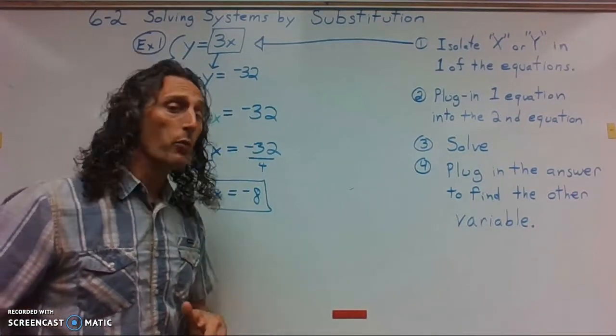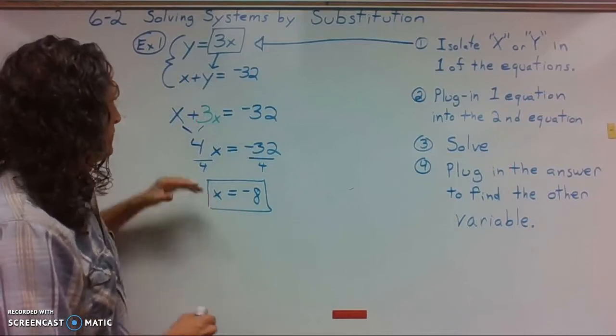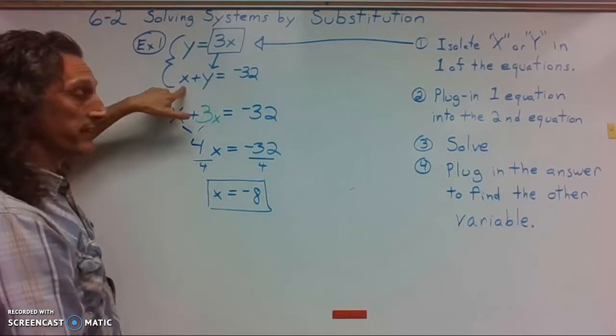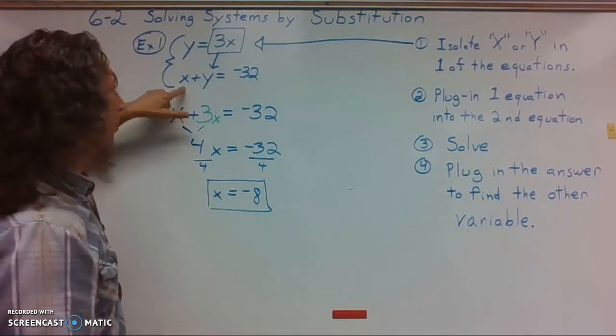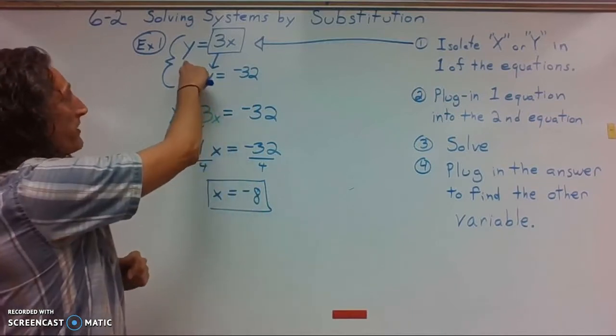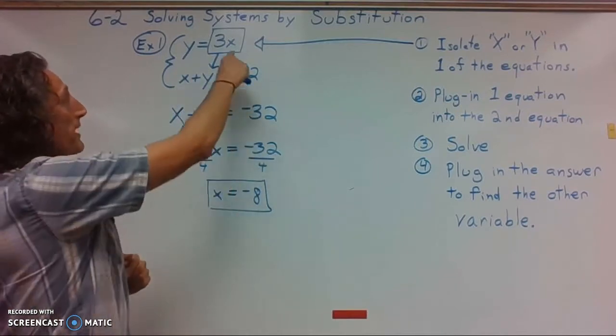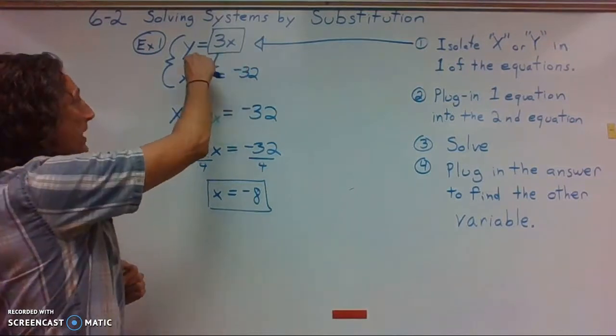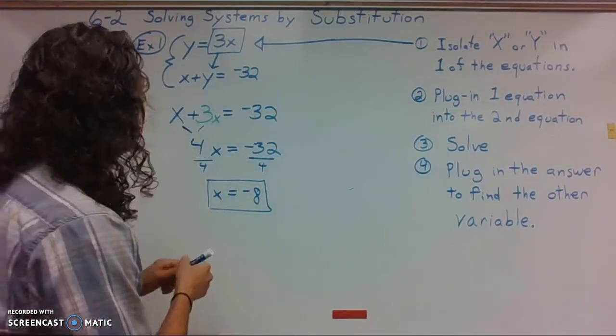Well, take a look. Which one do you think would be easier to put it into? Should I put the negative 8 where the x is, up here? Or, since this y is already by itself, if I put the negative 8 back where this x is, that will tell me what y is. So that's what I'm going to do.